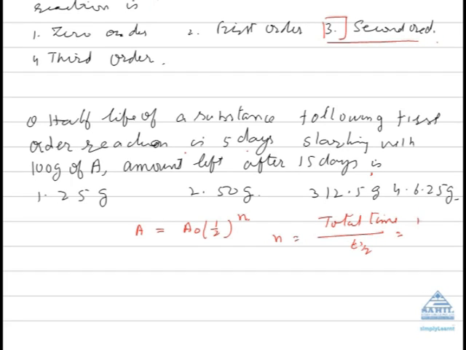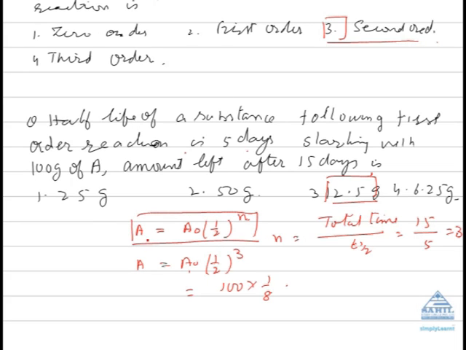Here total time is 15 days, half-life is 5 days, so the value of n comes out to be 3. It means that the amount left will be equal to half raised to power 3 into A naught, which will come out to be 100 into 1 upon 8, that is to say 12.5 grams. So you get a general formula that the amount left after n half-lives is equal to A naught into half raised to power n.